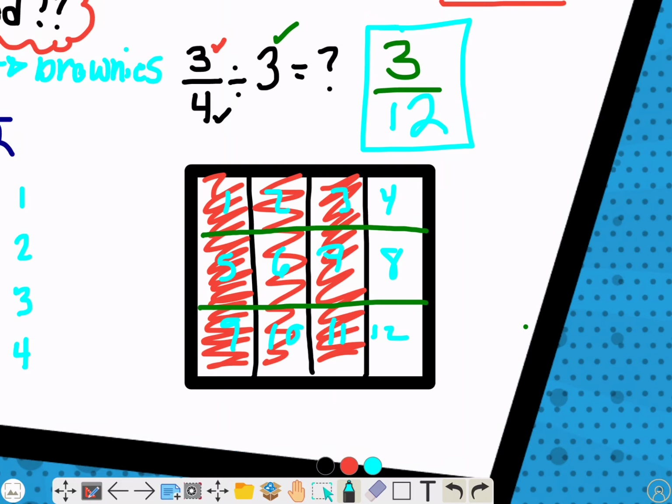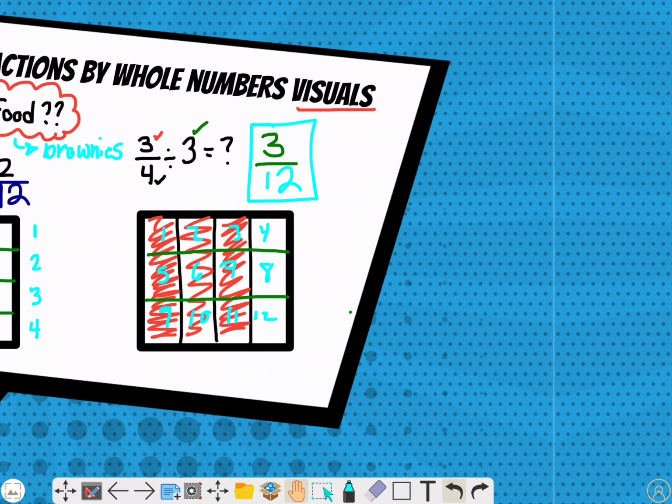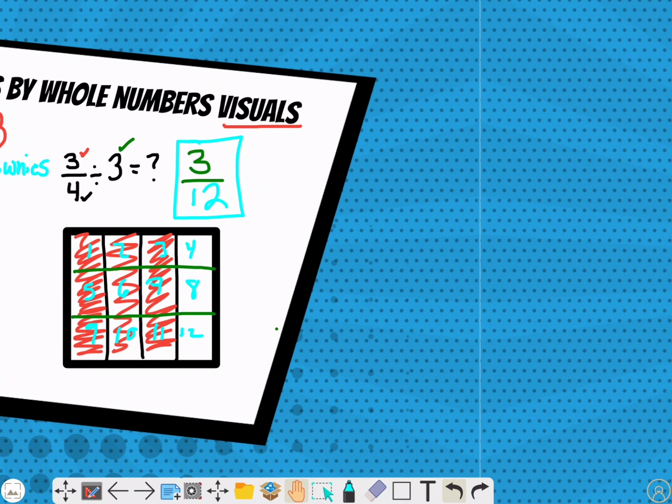Now if you want to try it out, you don't have to. I want you to take a second and try to create a visual real quick for 1/2 divided amongst 5. Try it, see what you get.